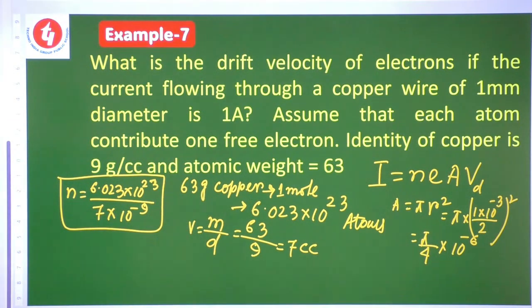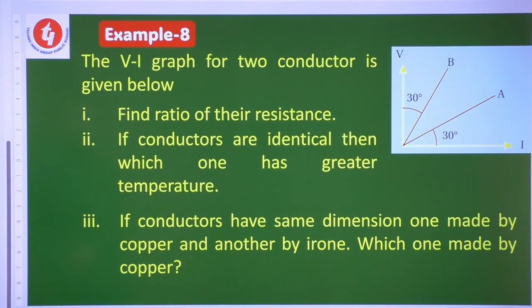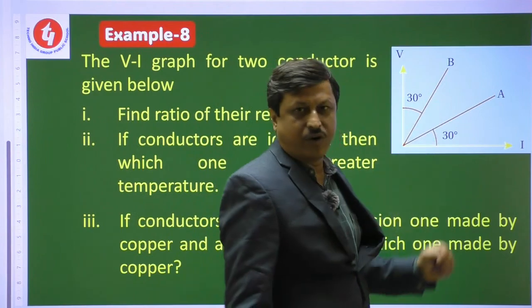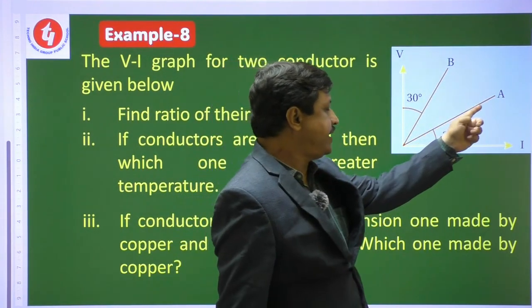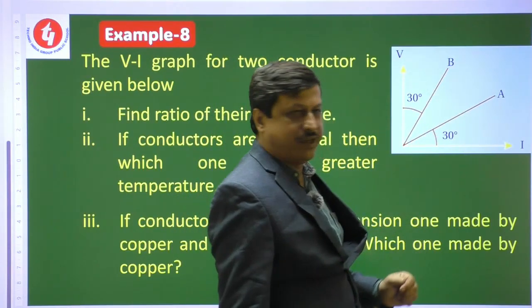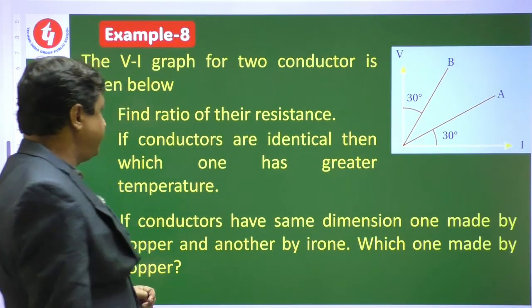Next one, the VI graph for two conductors is given below. This is the VI graph of two conductors. One conductor is A and another conductor is B, and the VI graph is given.